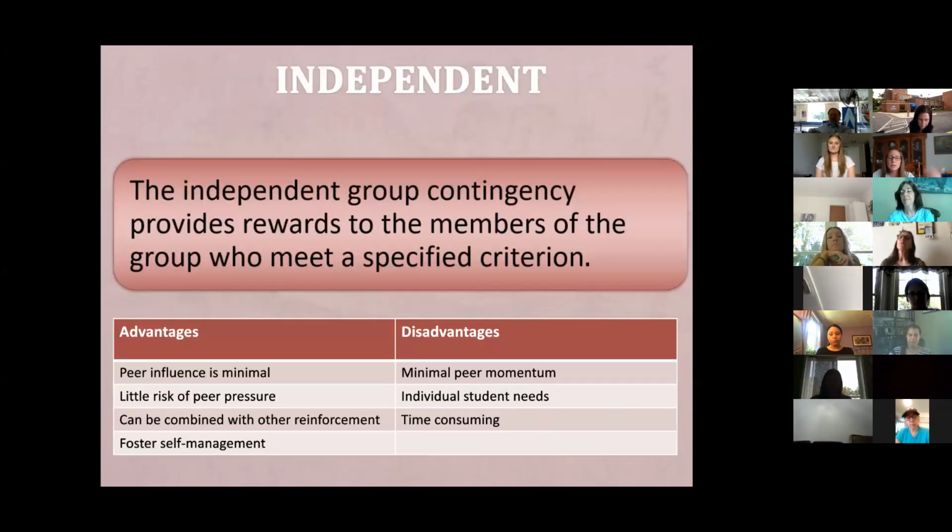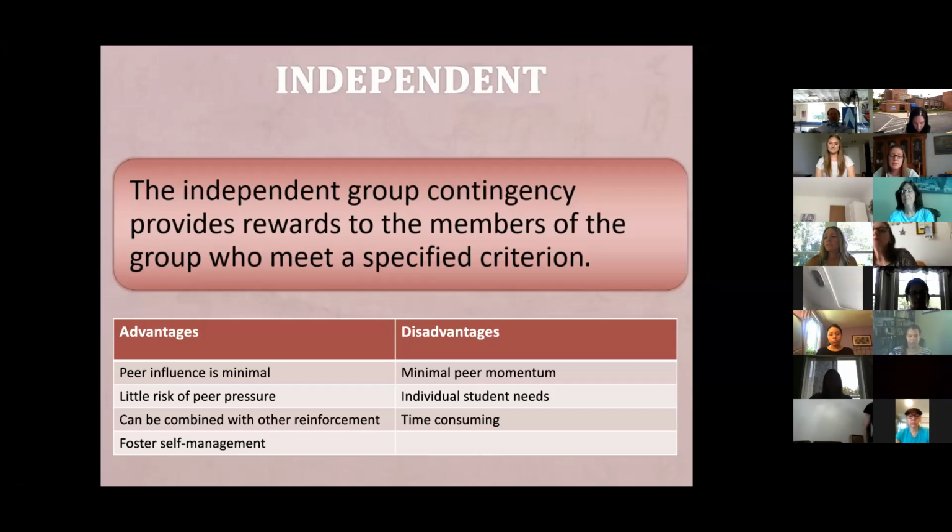The second group contingency is an independent group contingency. This group contingency is based on, everyone in the whole group is given the chance to earn the reinforcer, but only the individual who meets the criterion will get that reinforcer. So students each earn a reward when they achieve the behavioral goal or expectation that was established for the group by the teacher. Every student has the same contingency, but only if you meet that criterion, you're going to be able to get the reward.